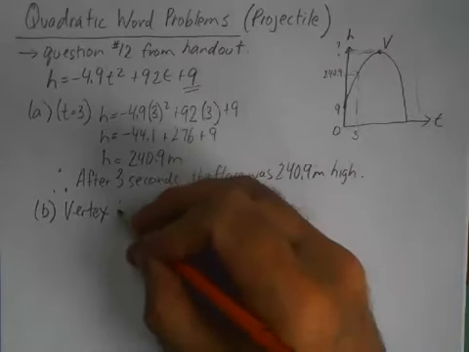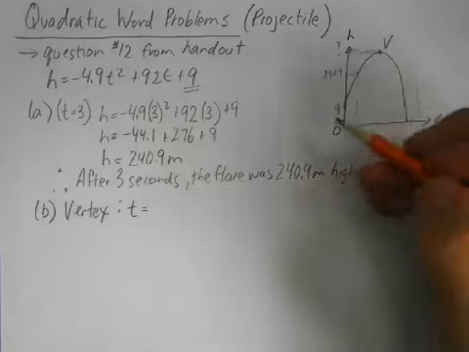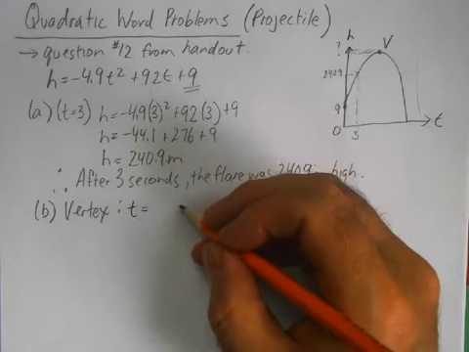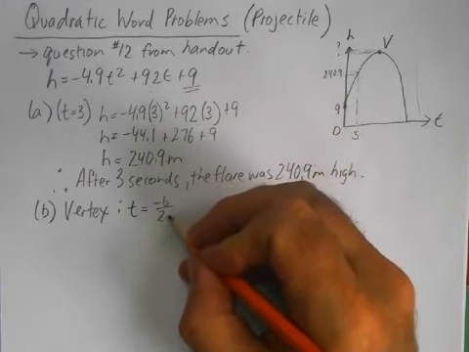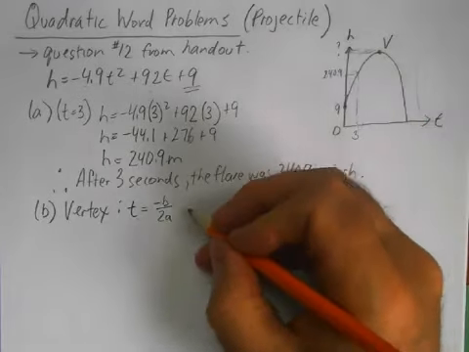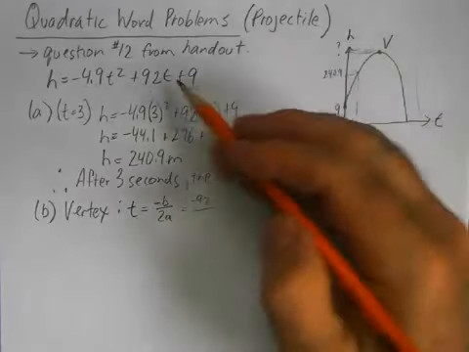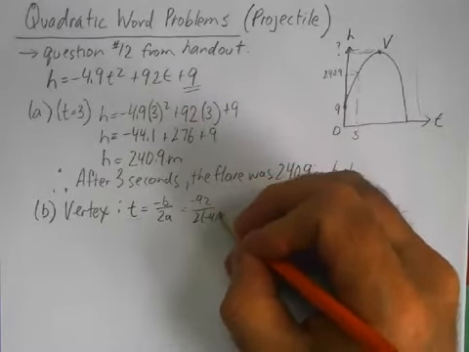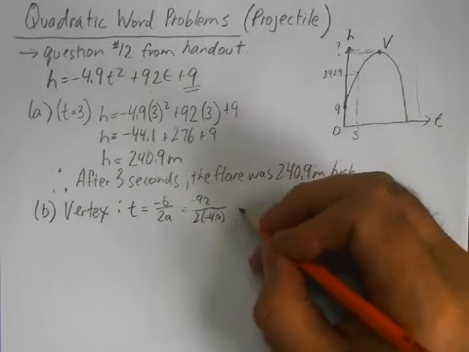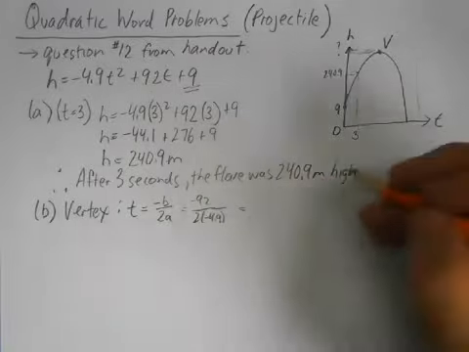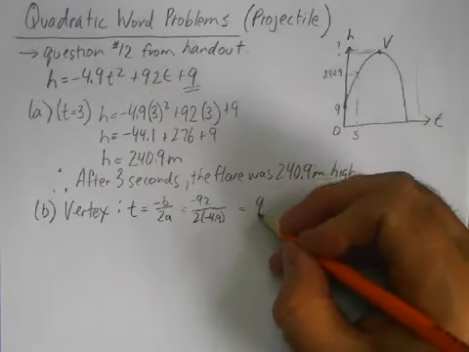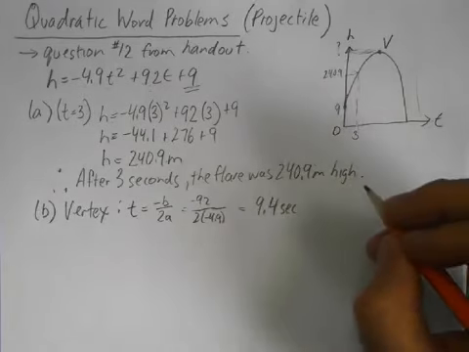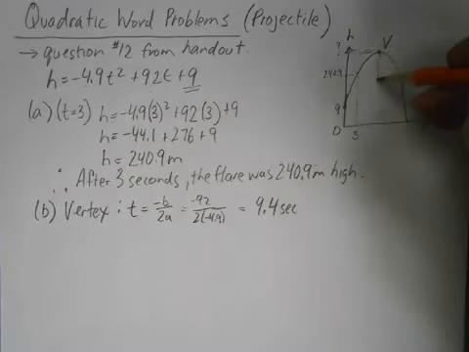So we're trying to find the vertex. The value of t, or x, t is the x in this equation. The t coordinate of the vertex is negative b over 2a. That's our shortcut. So that's negative 92 from the b over 2 times negative 4.9. Okay, and if you do that math, you've got 2 negatives, so it's going to cancel out. You're going to get 9.4, and this time I'm rounding it, 9.4 seconds. So that's when the maximum height happens, okay?